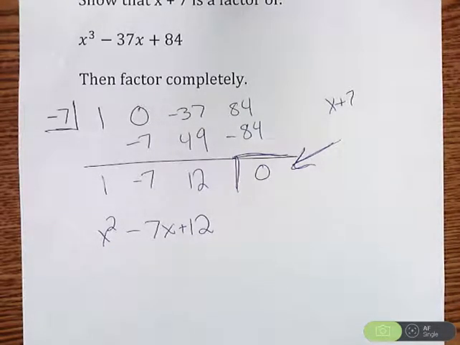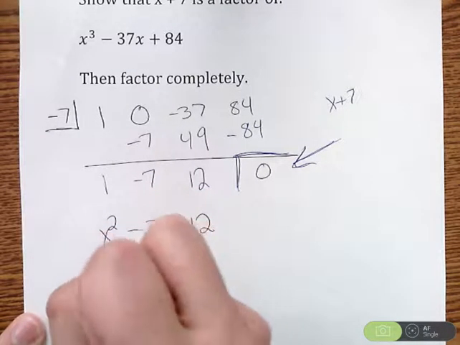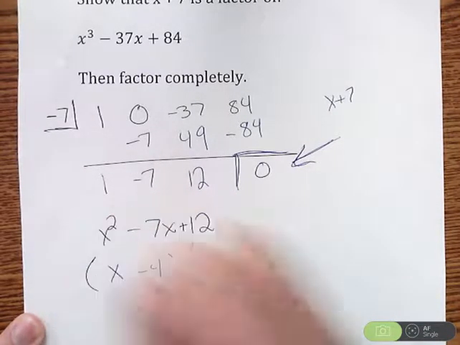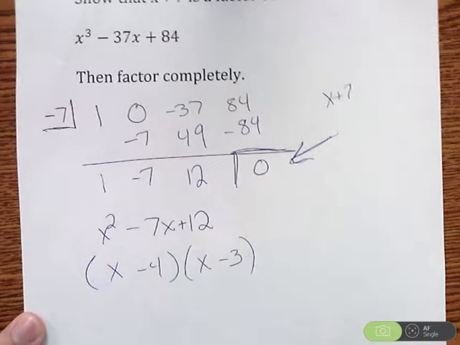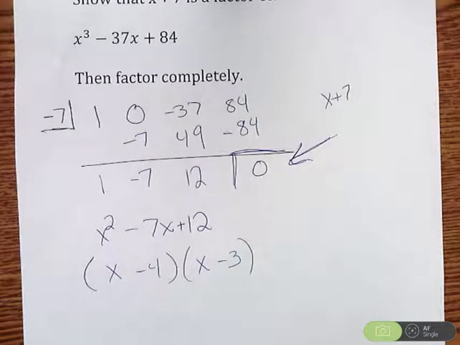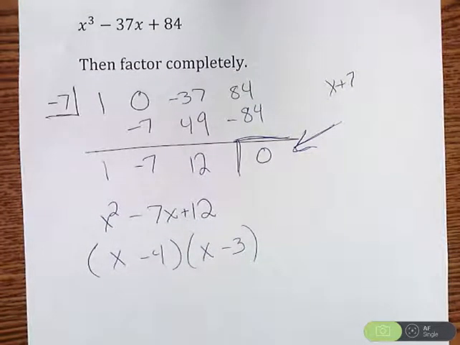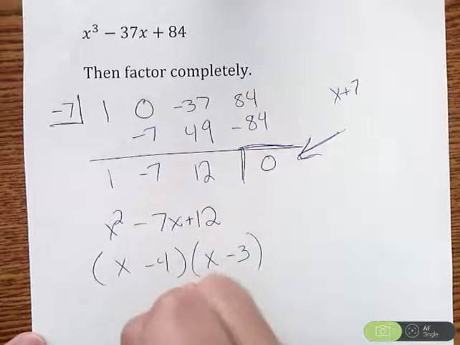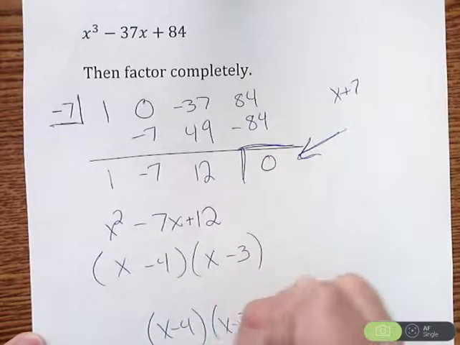So if I'm trying to factor this, since there's no GCF there, I'm looking for 2 numbers that multiply to 12, but those same 2 numbers need to add to negative 7. So multiply to 12 and add to negative 7. Those numbers are going to be negative 4 and negative 3. So my factors are going to be x minus 4 and x minus 3. So if I want to factor this completely, these would be 2 of my factors, the x minus 4 and x minus 3.